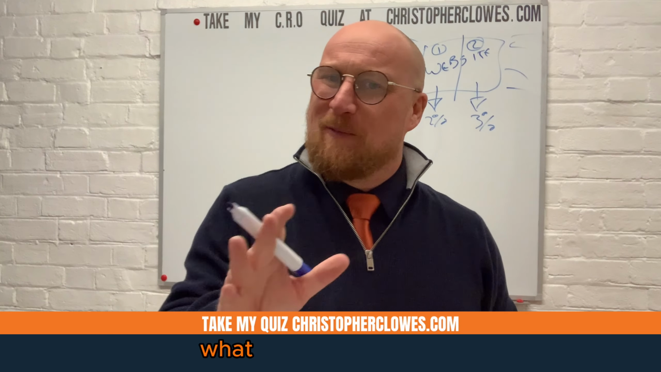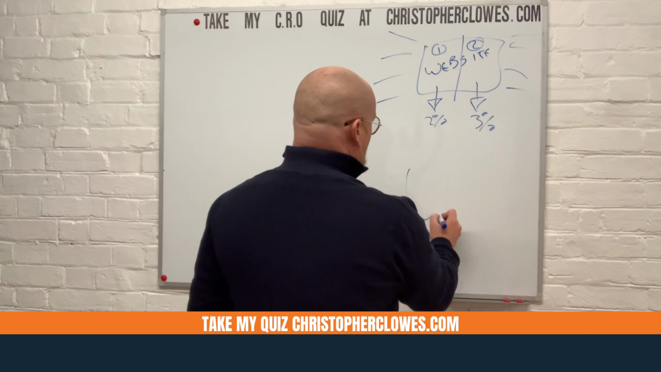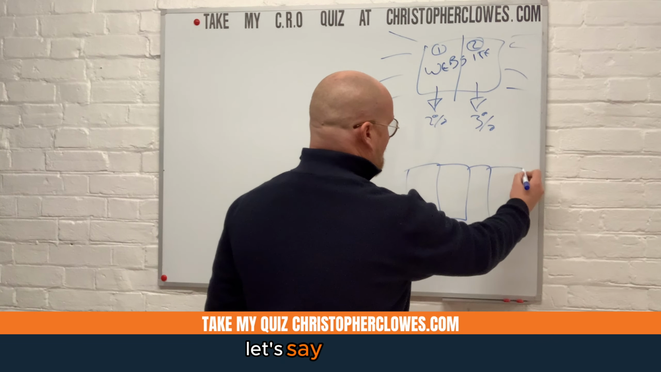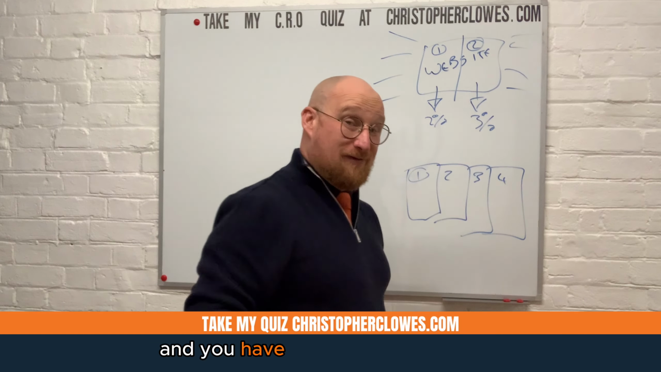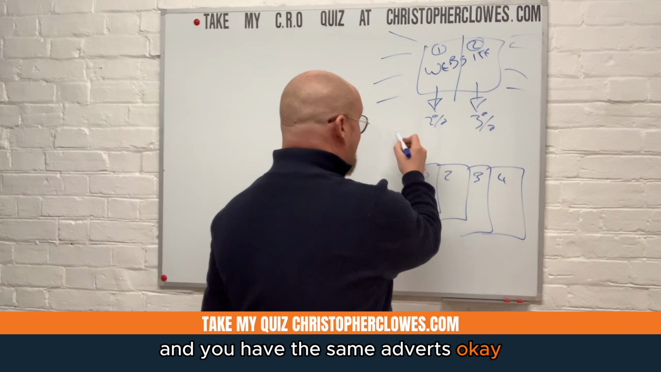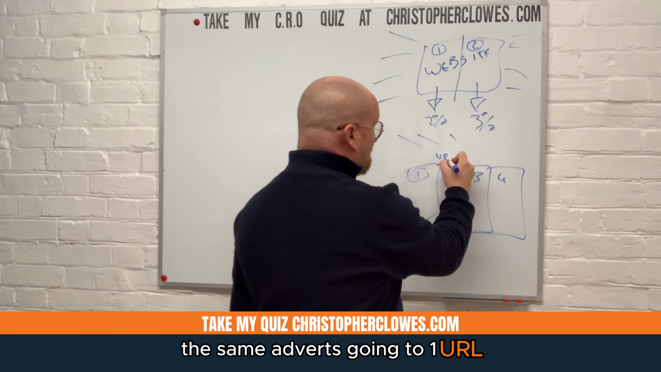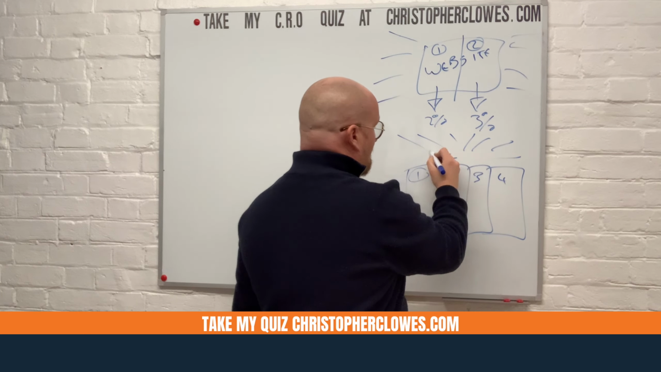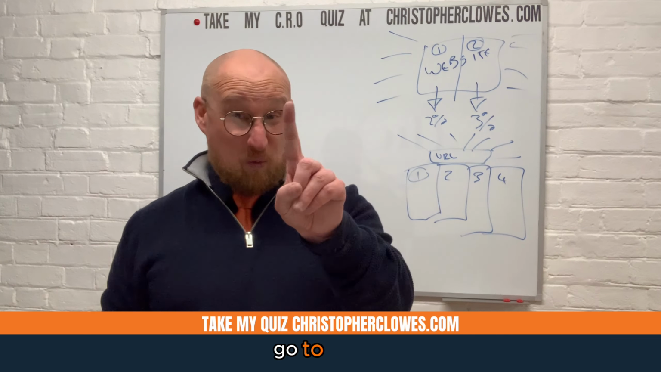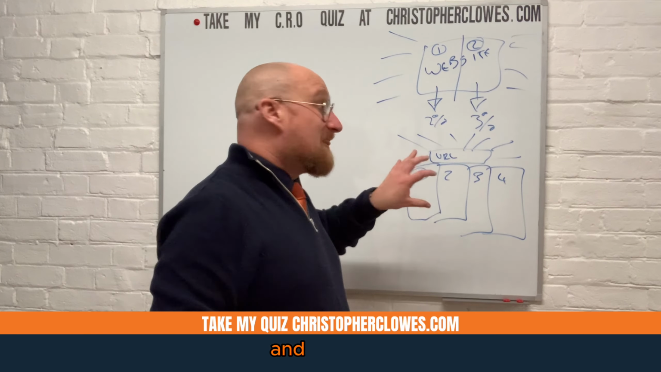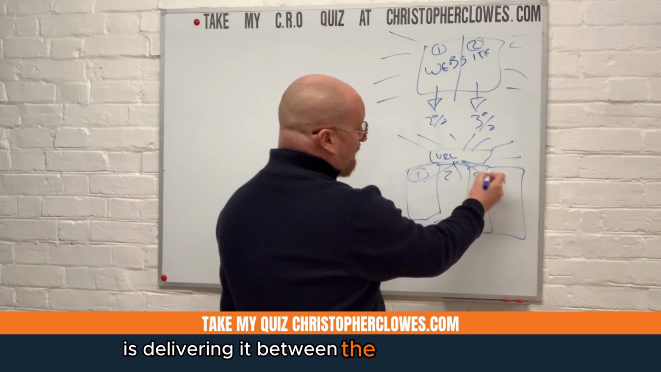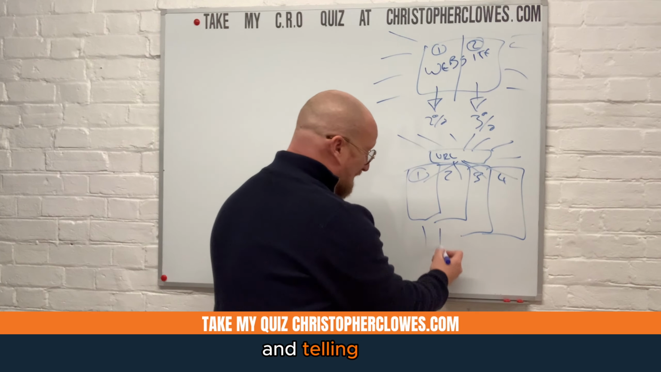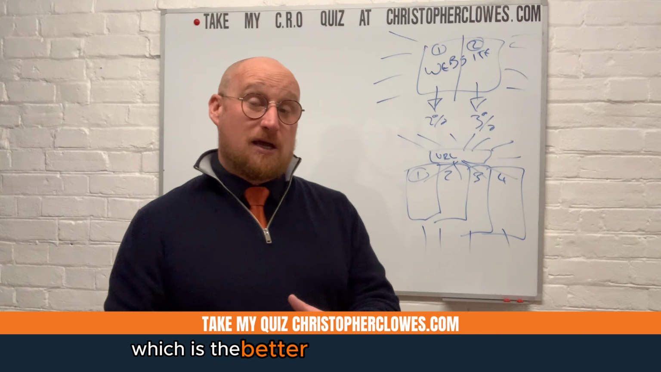But now using AI, we can do the same thing, but let's say you've got 4 pages. You have the same adverts, going to one URL. So you're setting it all up, going to one page, and on that URL, the AI on your website is delivering it between the 4 different pages and telling you which is the better landing page to convert.